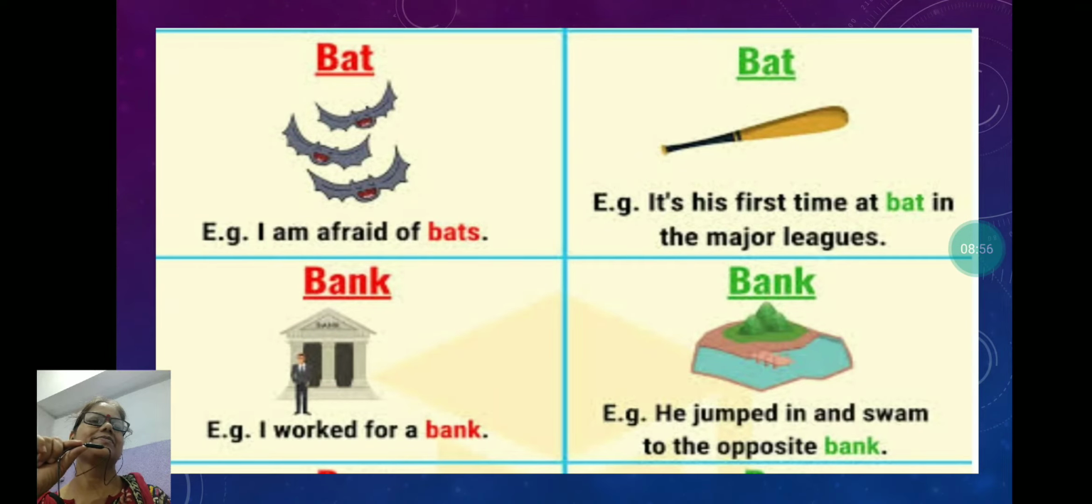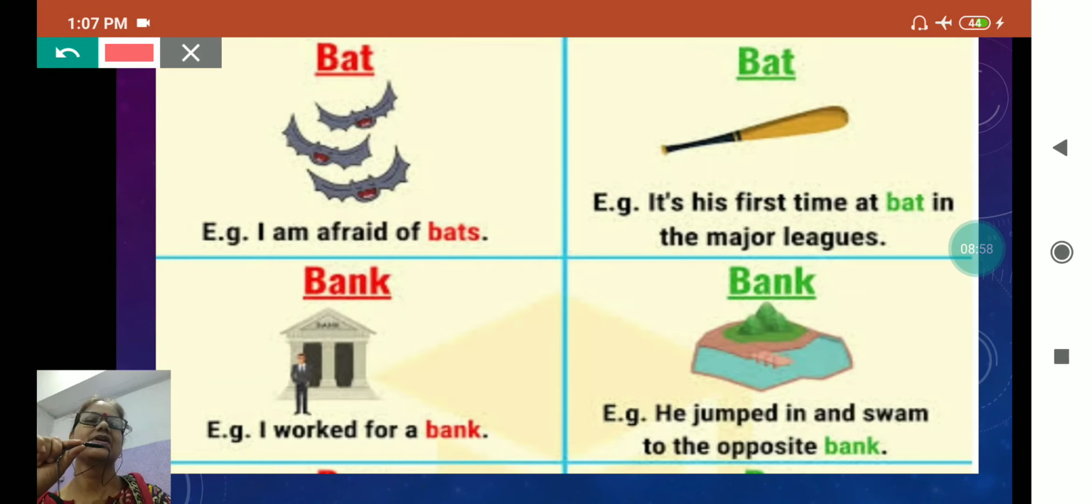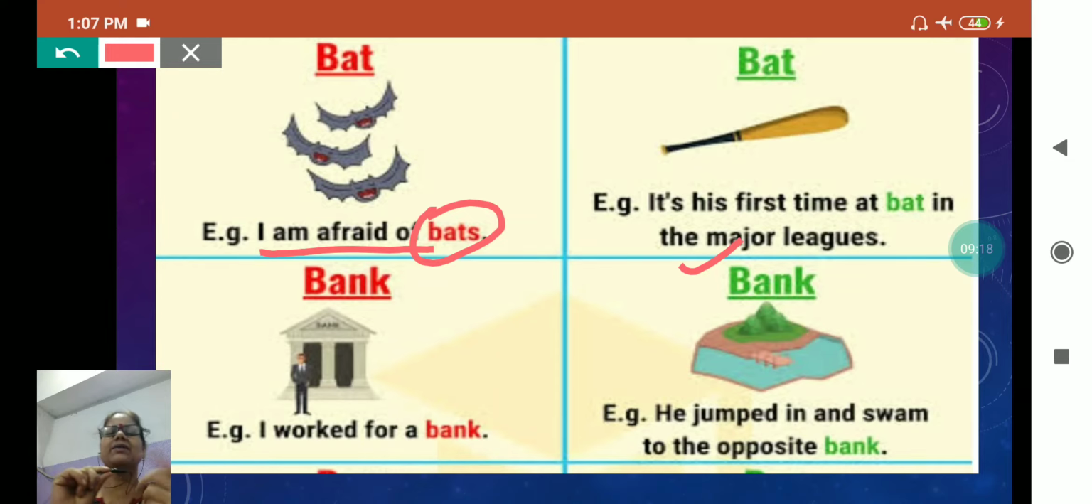See your bat. This bat is a mammal. It is a type of animal. Okay? I am afraid of bats. It hangs in the opposite direction. And it's his first time at bat in the major leagues. Or I like batting. We use a bat. I can make the sentence, I use a bat to play cricket. Or this is my bat.